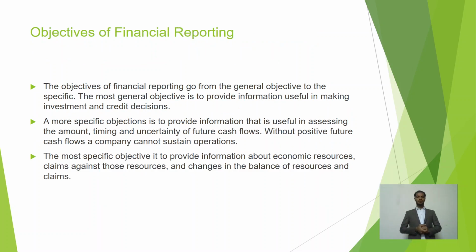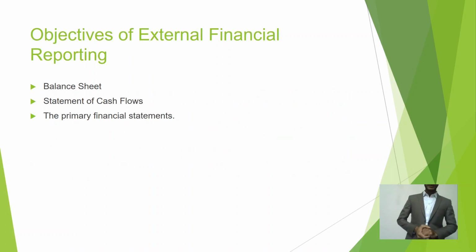Objectives of financial reporting. The objectives of financial reporting go from the general to the specific. The most general objective is to provide information useful in making investment and credit decisions. A more specific objective is to provide information that is useful in assessing the amount, timing, and certainty of future cash flows. Without positive future cash flow, a company cannot sustain operations. The most specific objective is to provide information about economic resources, claims against the resources, and changes in the balance of resources and claims. Now we will discuss the external financial reports: the balance sheet, the statement of cash flows, and the primary financial statements.